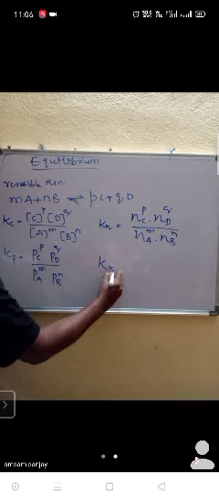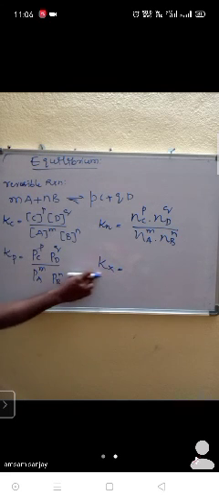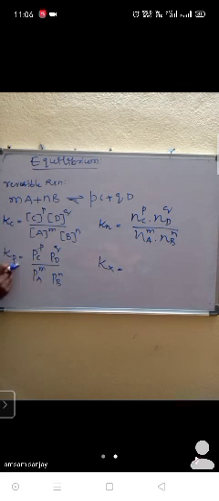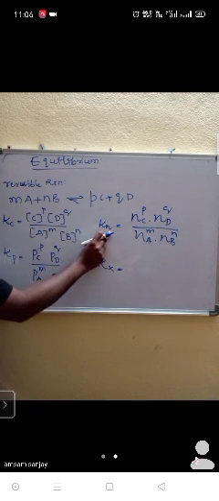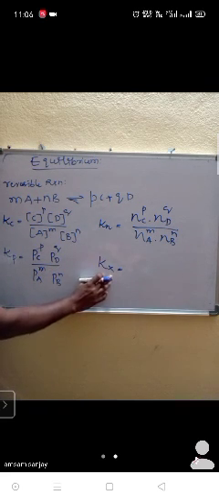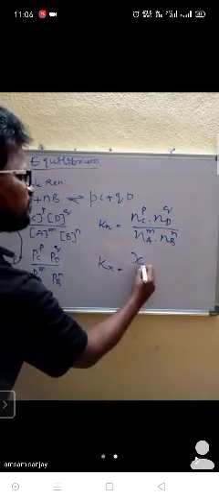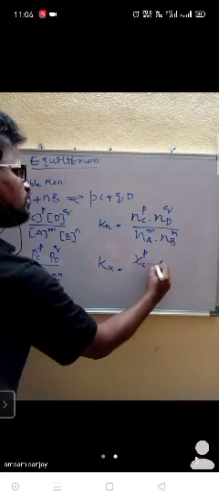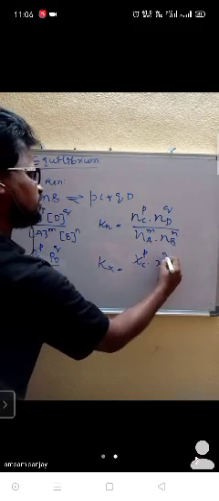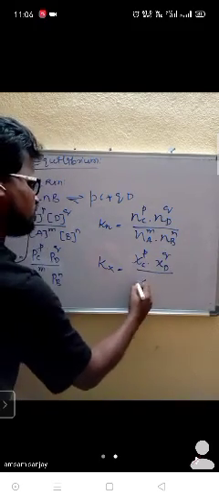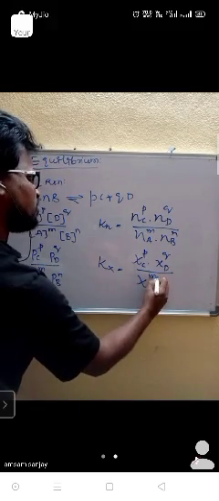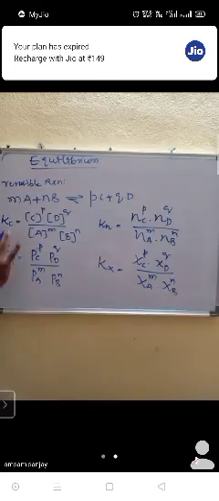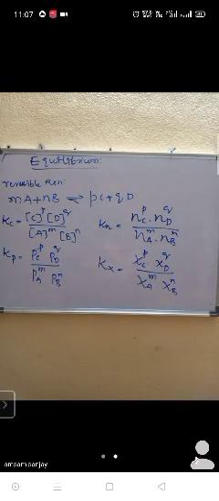Why not mole fraction? That also we can write. Equilibrium constant in terms of mole fraction: mole fraction of C to the power of p, mole fraction of D to the power of q, divided by mole fraction of A to the power of m, mole fraction of B to the power of n. Yesterday we did this. Until this, anybody having doubts, sir?